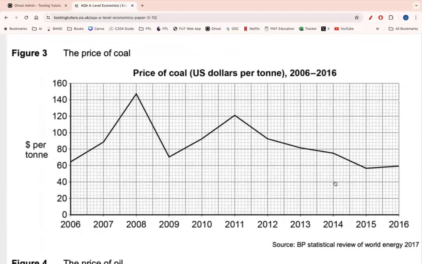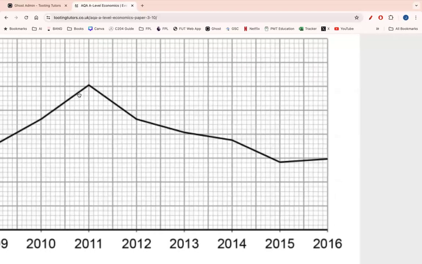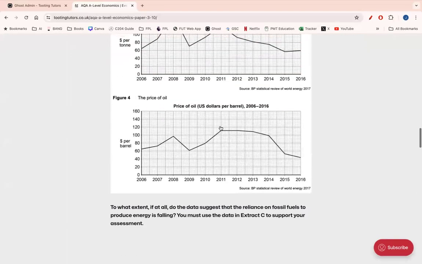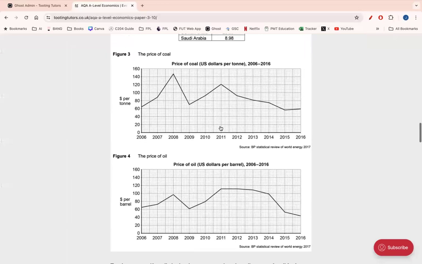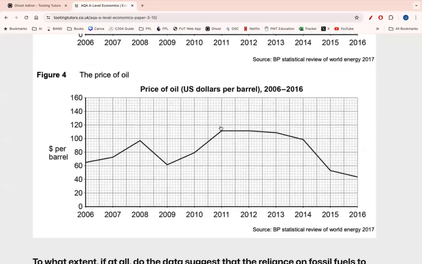You could also interpret it differently and say price has gone down from 2011. Therefore, reliance is going down because demand must be going down. That would be a relatively good point as well. Yeah, I think that was the point that I made when I noted it earlier. Good. Figure 4 shows something really similar.